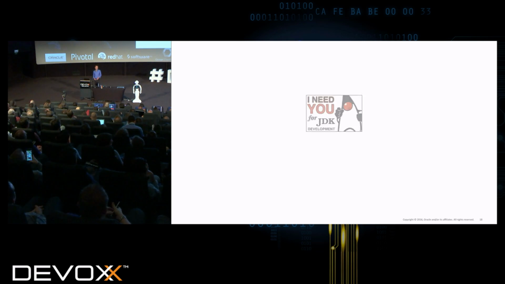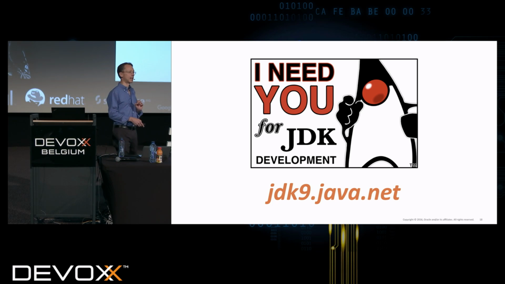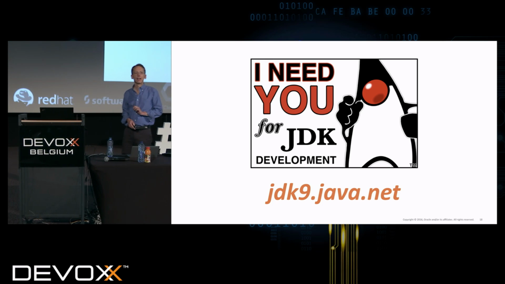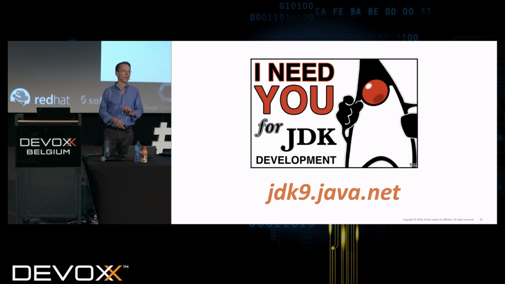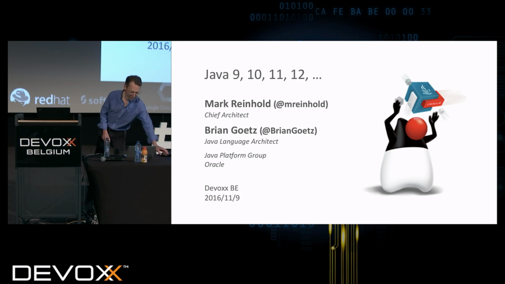Okay. Last thing, we need you. Java does not move forward without lots of feedback, both early and late. You can get JDK 9 builds. You've been able to get them for a couple of years now. You can still get them at jdk9.java.net. If you really want to live on the bleeding edge, you can get the even earlier access Jigsaw specific builds. You can find those off of the Project Jigsaw page. Brian and I work for Oracle, so you should not believe a word that we say. Thank you very much.